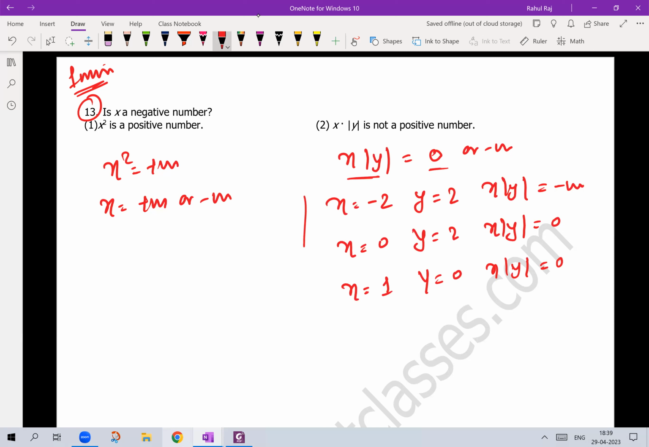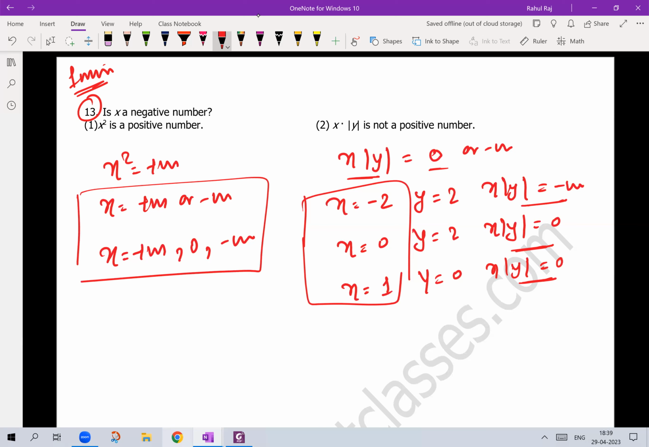See, I've taken 3 different values of x. And my x mod y is coming as negative also, it is coming as 0 also. I'm not invalidating my statement at all. My statement still remains valid even if I assume x is equal to negative or I assume x is equal to 0 or positive. It doesn't matter at all. So from option number 2, x can be negative, positive, 0. Even if you combine these two, x can still be positive or negative. So answer is E. Agreed? Any doubt? Ashish, clear?